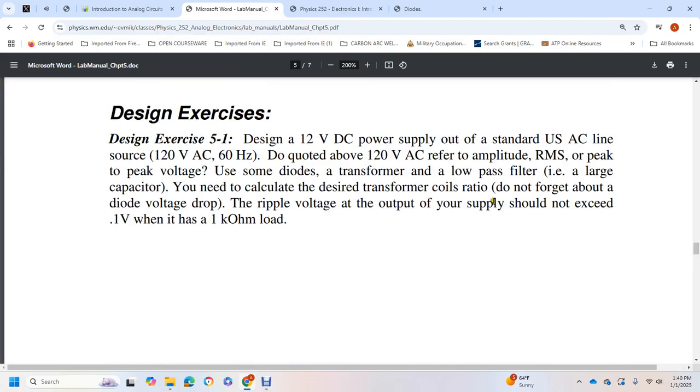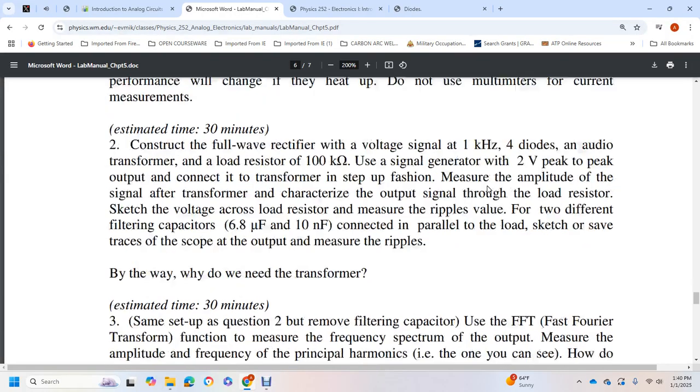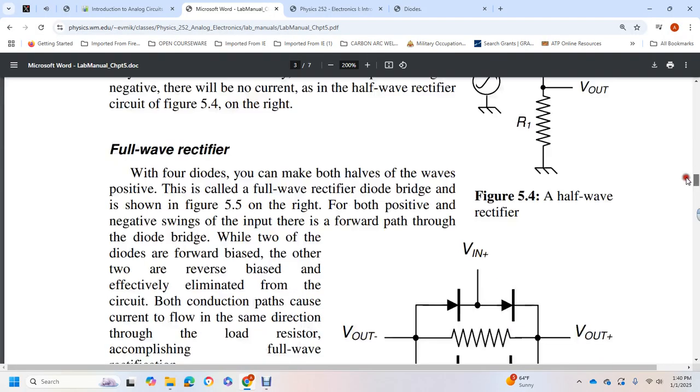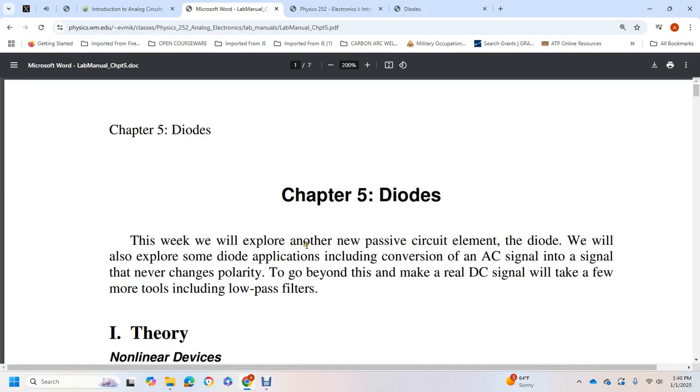Exercises, lab: diodes. That was a quick talk about diodes, half-wave rectifiers, bridge rectifiers, and DC currents.